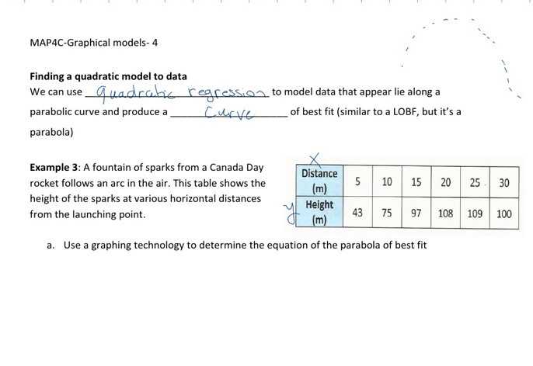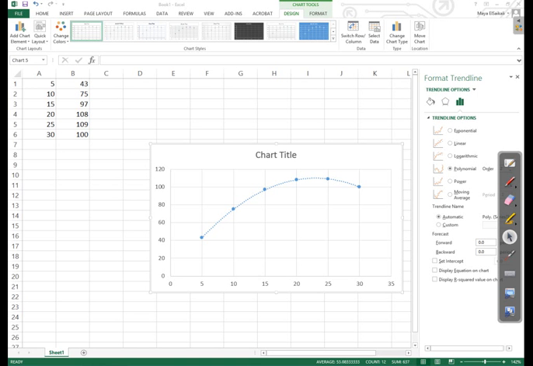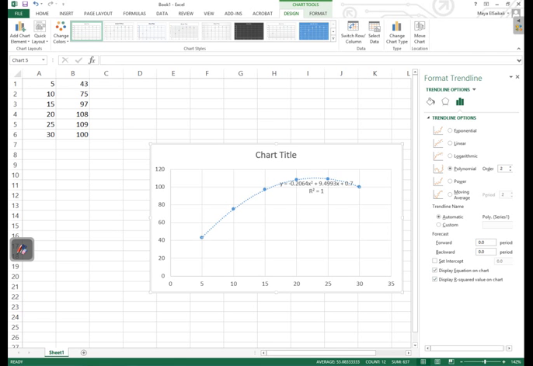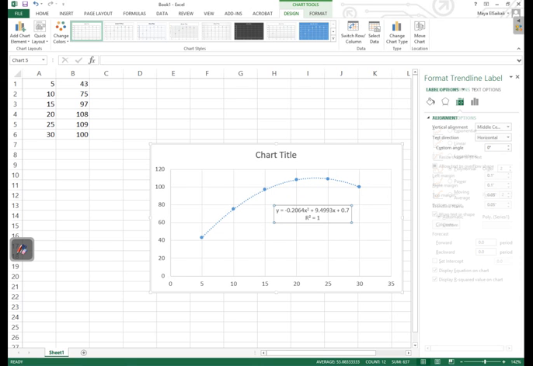you're gonna pick the polynomial and make sure that it's order 2. Order 2 means quadratic. If you pick something other than order 2, then it will pick the cubic one or whatever. So you have to make sure that you're picking order 2. And then you're gonna display the equation on the chart and display r squared. When you display the equation on the chart, you're getting x squared, right? So that's the equation that looks like a quadratic function.